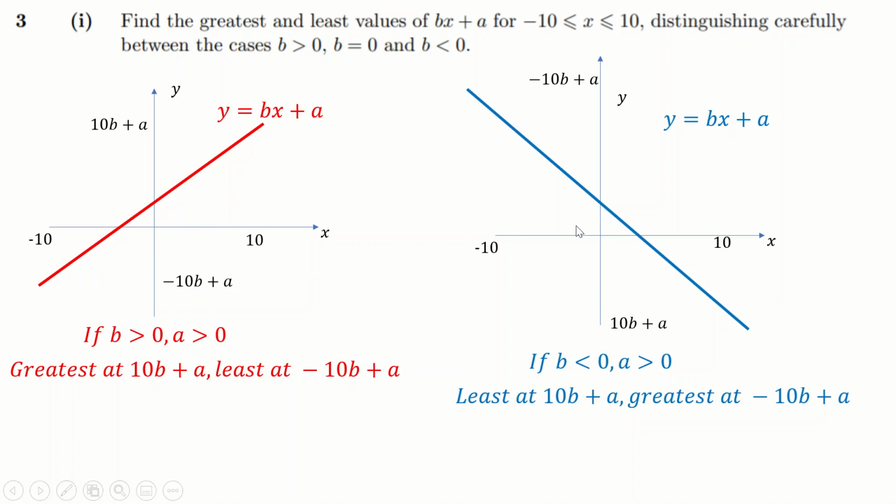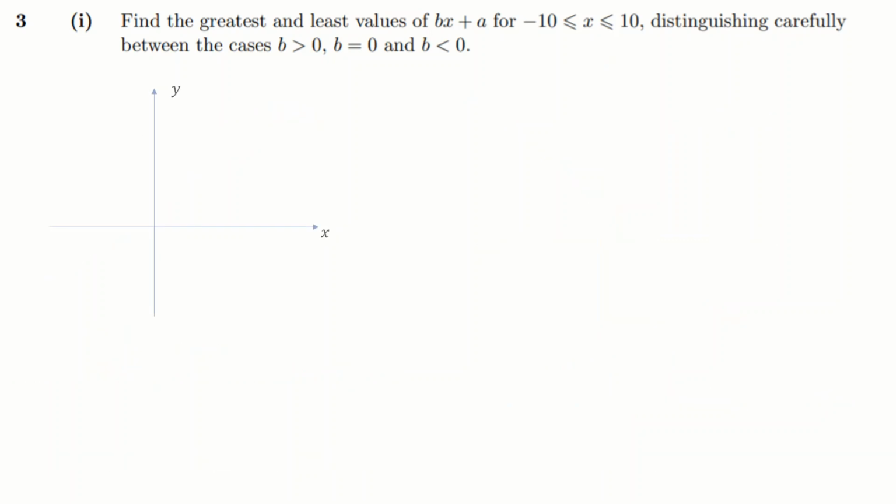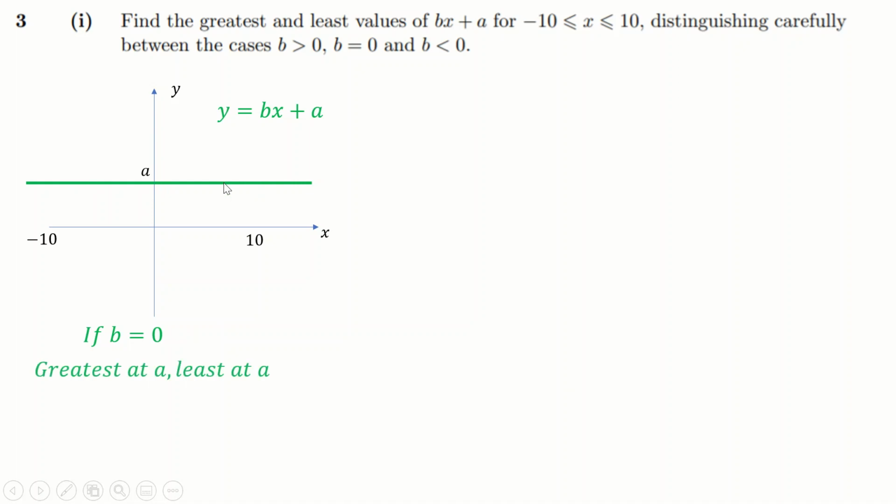The only other way you can change this is if you make b 0. So we've considered b is less than 0 and b is greater than 0, but if you consider b to be 0, then you just end up with this here. And this is just a point a, and its greatest value is just a everywhere, and its least value is also just a everywhere. So it's kind of a trivial case, but just make sure you get them all. It does list them there for you.